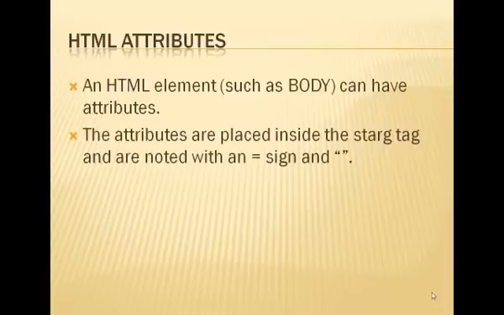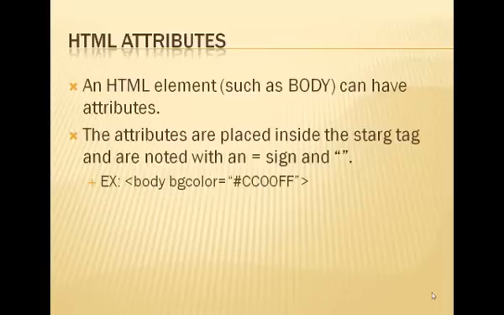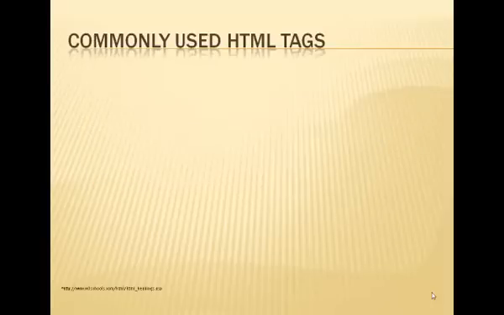Okay, so now we just saw that that font tag had something called an attribute. Attributes are basically characteristics that are used to add additional features to a tag. So the body tag, we could have it by itself, but here we're adding an attribute of background color. So we're actually coloring the background of the web page.